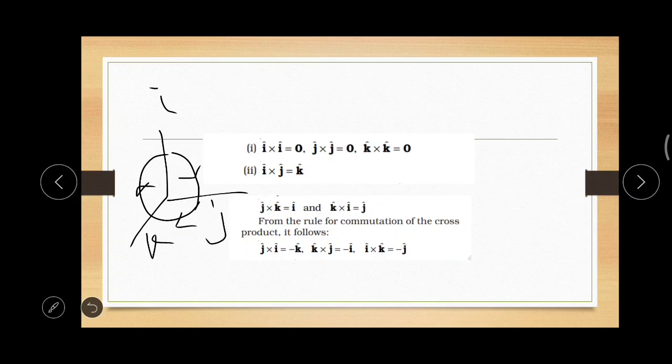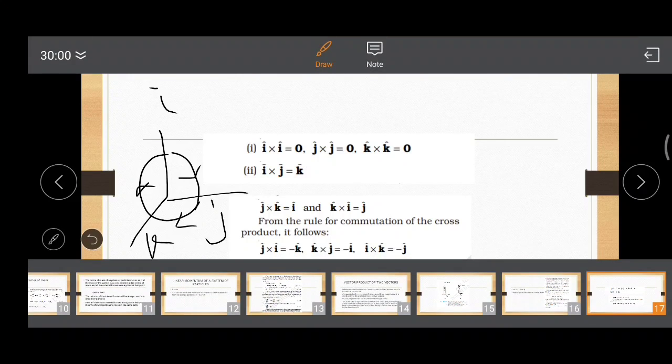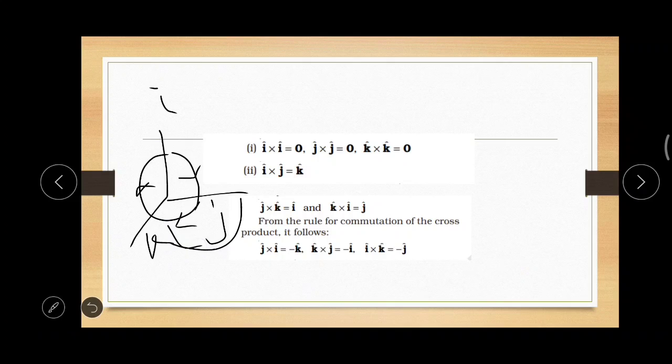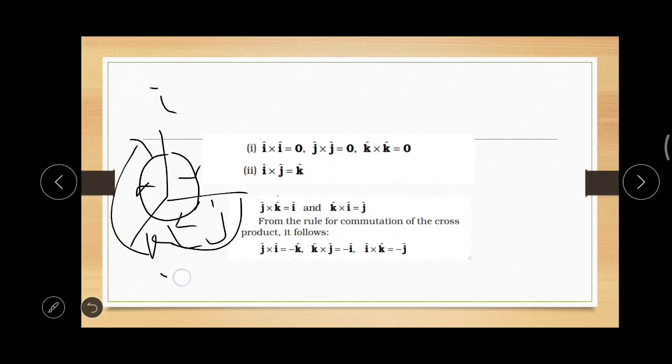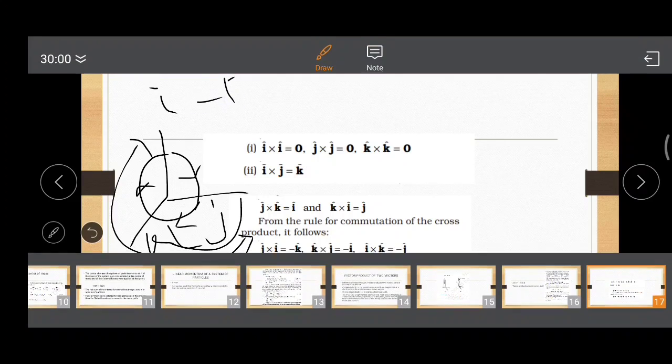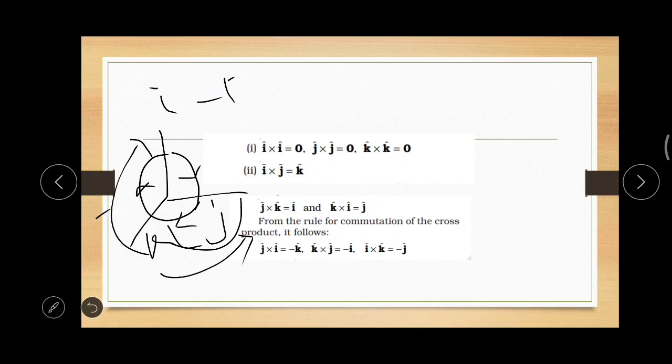That is, if you are taking the cross product from i to j, i cross j will be k, j cross k will be i, and k cross i will be j. But if you are taking it from k cross j, it will be minus i, because it is in the opposite direction. j cross i will be minus k, and i cross k will be minus j. Okay.